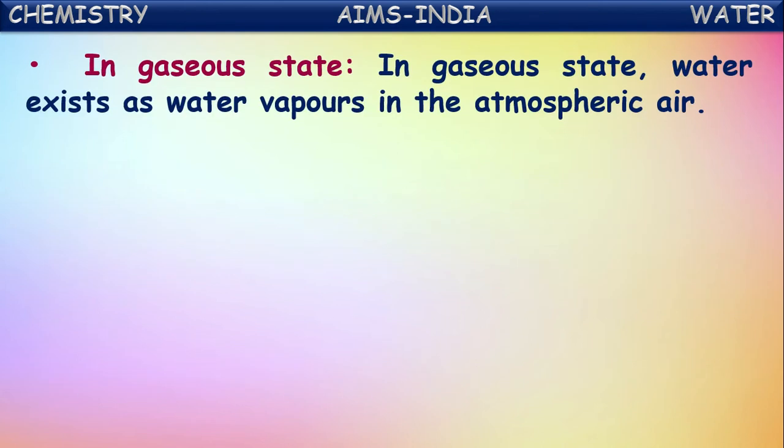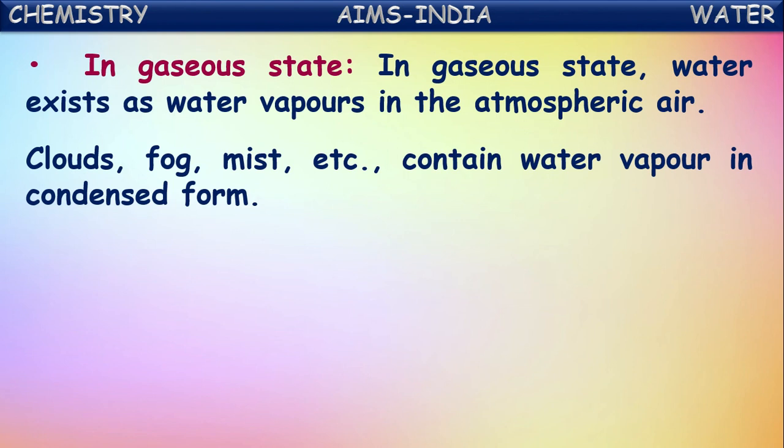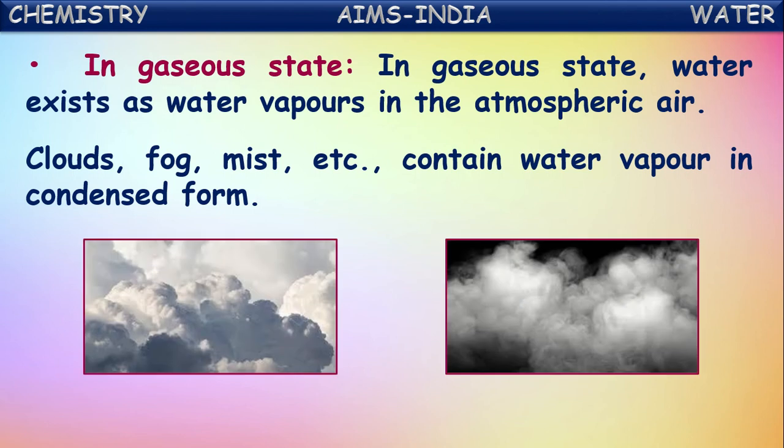Next, the gaseous state of water. In the gaseous state, water exists as water vapor in the atmosphere. The water vapor that exists in the atmosphere is called humidity. And the same water vapor is also available in the form of clouds and mist. Clouds, fog, mist, and moisture, humidity, etc. These all contain water vapor in condensed form. These are the different forms of water.